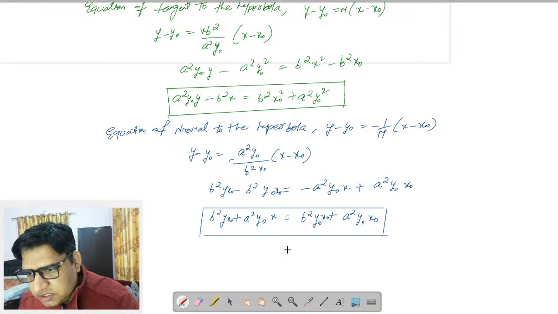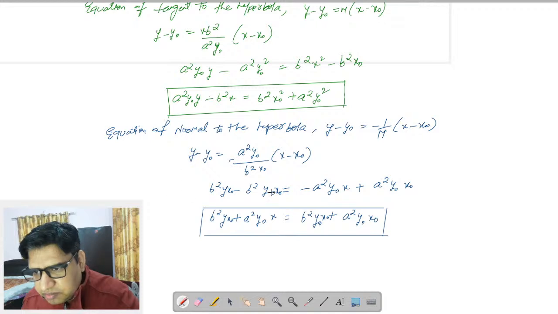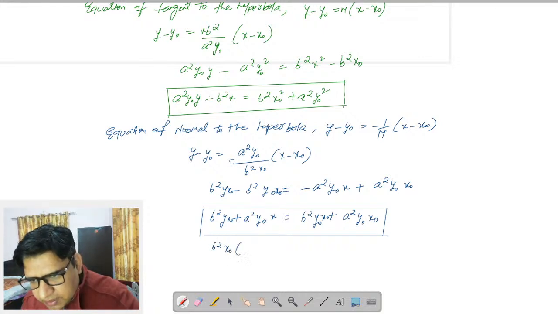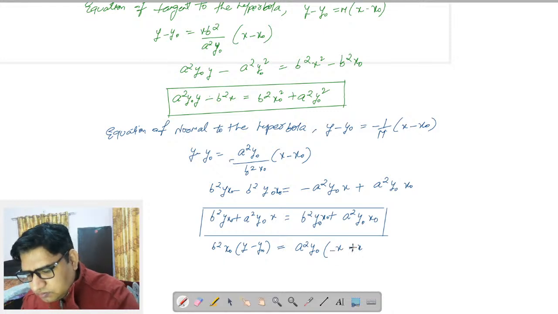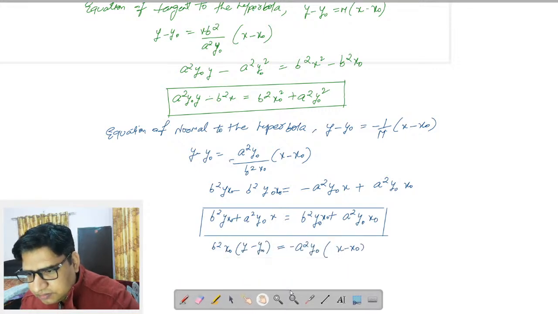Okay, so this is how we can solve, and we can solve it further as well. We can take b square x naught common from here, and that will be y minus y naught, and we can take a square y naught common from here, and that will be x minus x naught, or you can simply write x minus x naught if you take minus common outside the bracket.